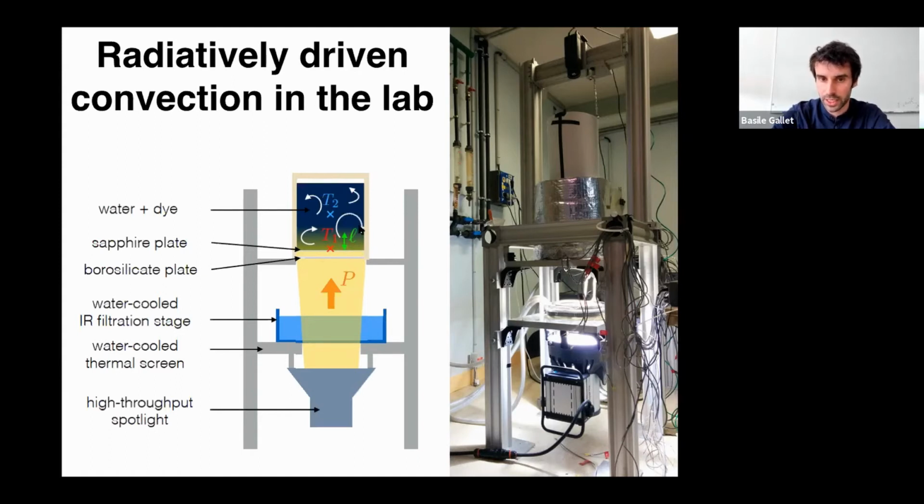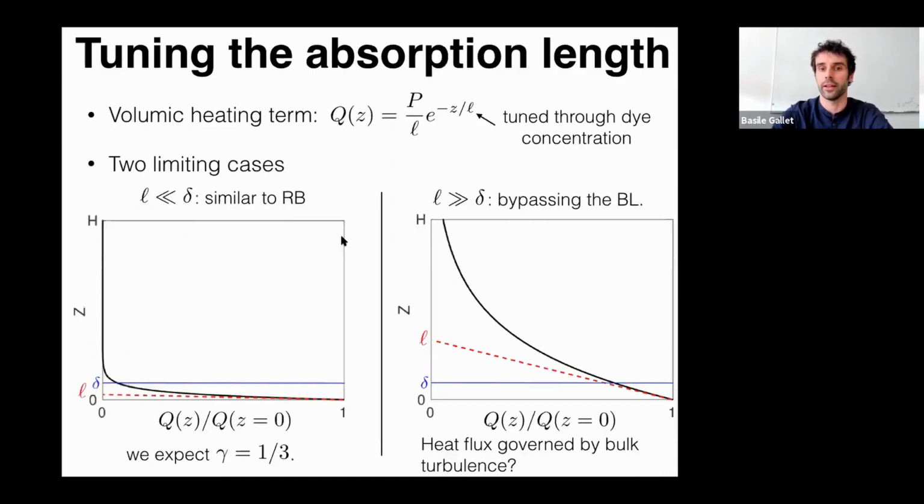Okay, so once again, a key feature of this experiment is that we can tune the absorption length L. And we'll be focusing on two limiting situations. The volumic heating term will be something like that, a Q of z that you have on the right-hand side of the temperature equation. It's P over L, and it decreases exponentially with the height z inside the tank over this absorption length L.